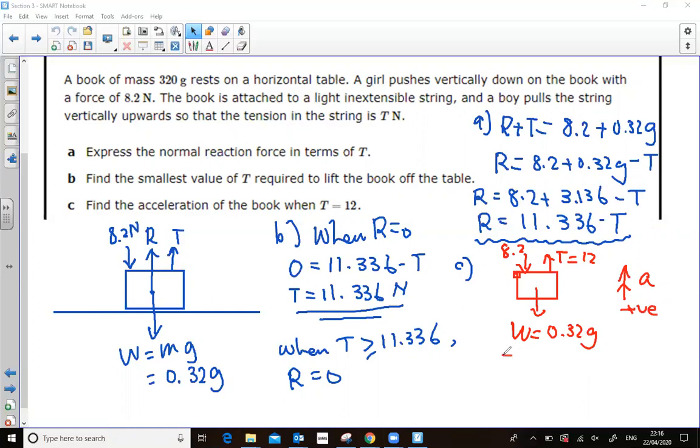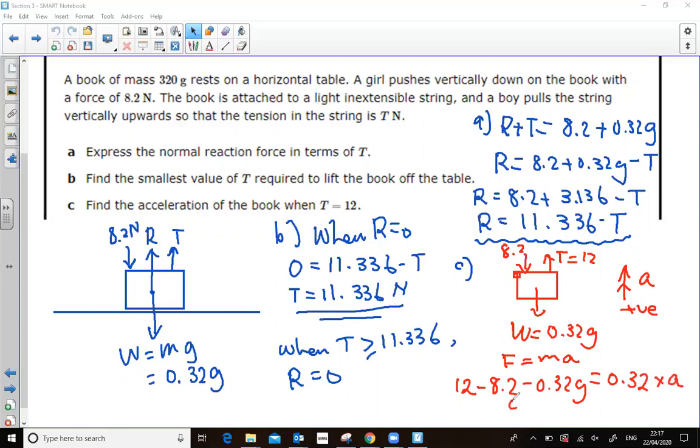So now we actually have to use F equals ma. In this formula, let's think what's my resultant force. If going up is the positive direction, that means T would be positive. So we will have 12 Newton, and the 8.2 and the weight are going downwards, which is against the direction, so they will both be negative. So we have to do 12, take away 8.2, take away the weight, which is 0.32 g, and that will equal to ma. m is 0.32, and then times by a.